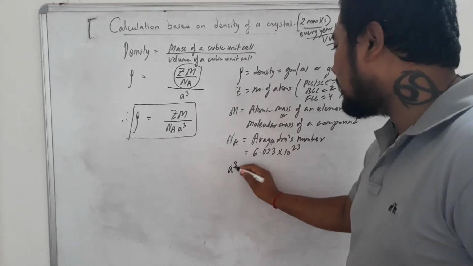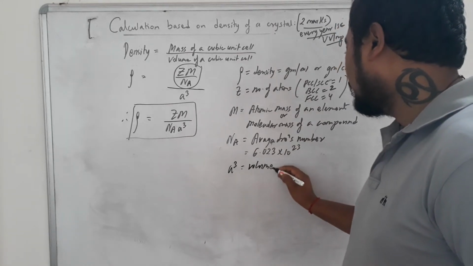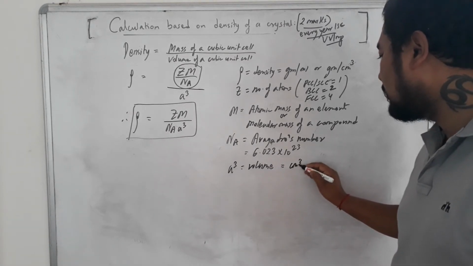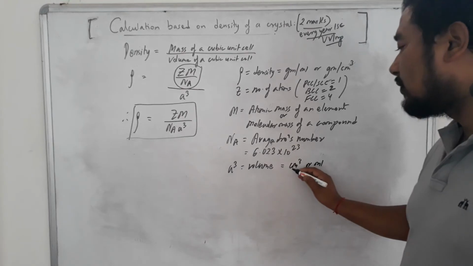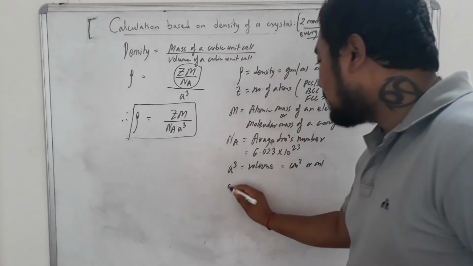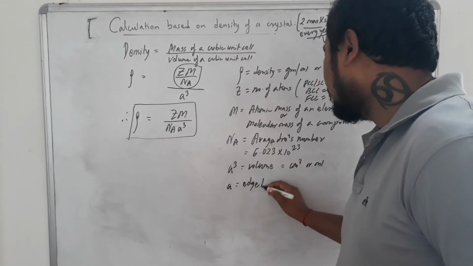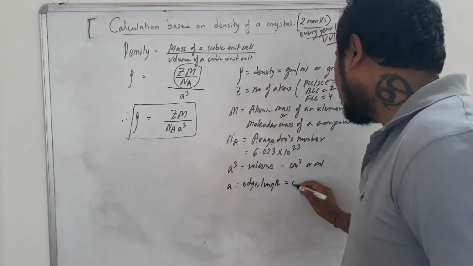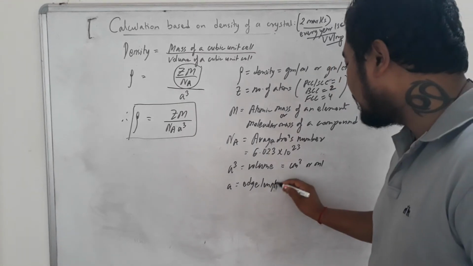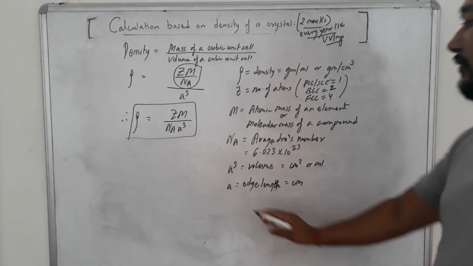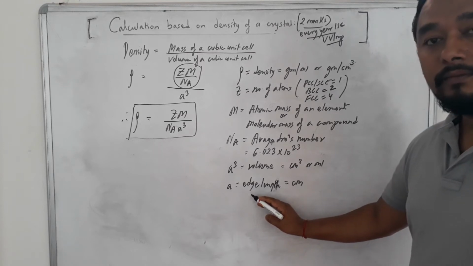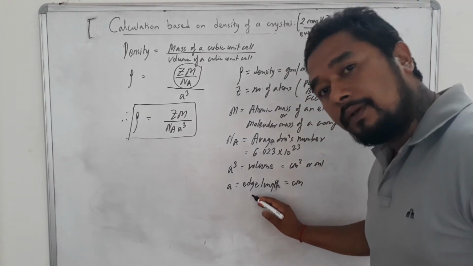And remember students, a cube is volume. A cube means volume, and volume will be in centimeter cube or ml. Centimeter cube and ml mean the same. And simply a means edge length, and the unit is taken as centimeter. Now if you remember, when we did the sum of the distance and radius, that time we took a as edge length only, but that time I wrote its unit as picometer, and we did the numerical problem with respect to picometer only.